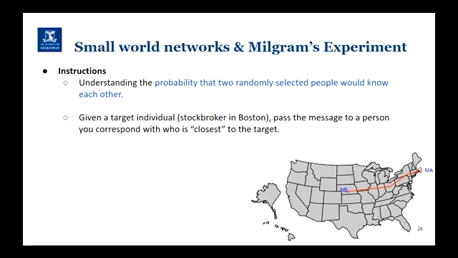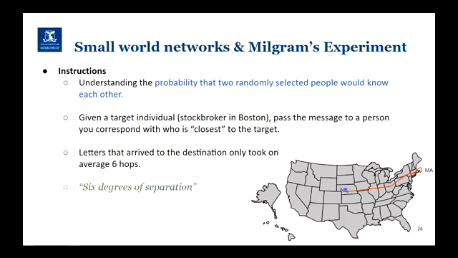They were interested in understanding how many forwarding steps, hops, it would take for the letters to arrive, if they were going to arrive. And interestingly, letters that arrived at the destination only took on average 6 hops. Considering the scale of the country and how many people are there, that gave rise to the famous expression 6 degrees of separation. What does that tell us about social networks in terms of the average path length? They have a very, very low average path length. Even though we have millions and millions of nodes, we still have a really small average path length.